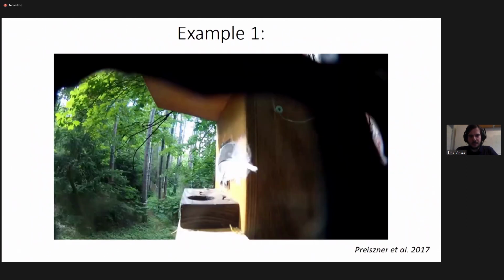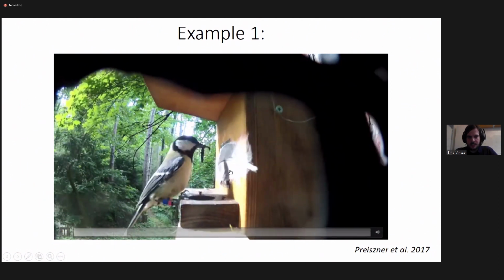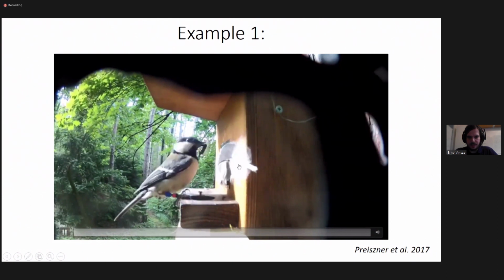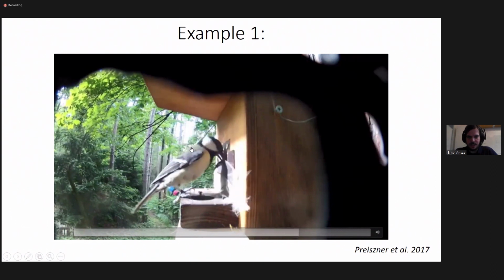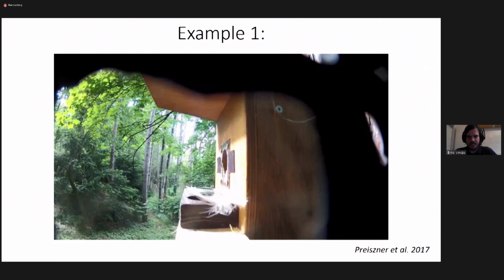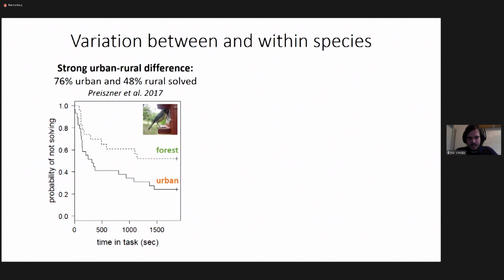I'm going to show two examples of such experiments that I was involved in. So this one was done back in Hungary. In this study, the entrance of the nest box of the great tit was covered by this feather that was stuck there with magnets. And the bird has to figure out how to remove this feather and enter the nest box to feed its nestlings. And in this study, urban birds showed much better performance compared to the rural birds, both in the proportion of birds that managed to solve the task and in the speed of solving, the latency.